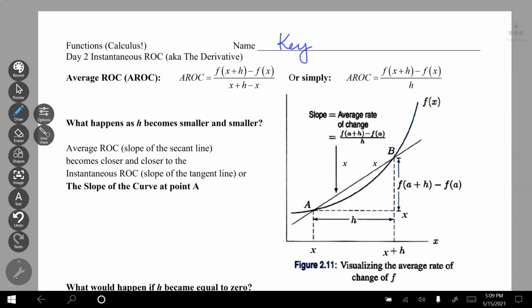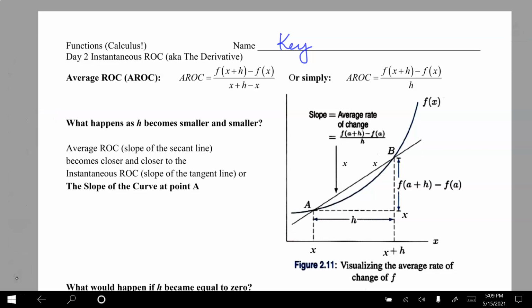Okay, welcome to day two. We're going to work on something called the instantaneous rate of change, but today we're going to change its name to the derivative. So you can see on the top of the page, I'm calling this calculus. We are actually going to do calculus material today.